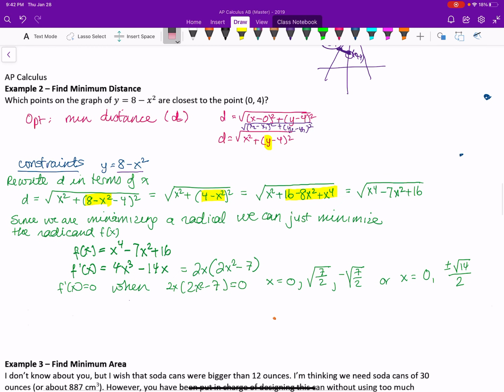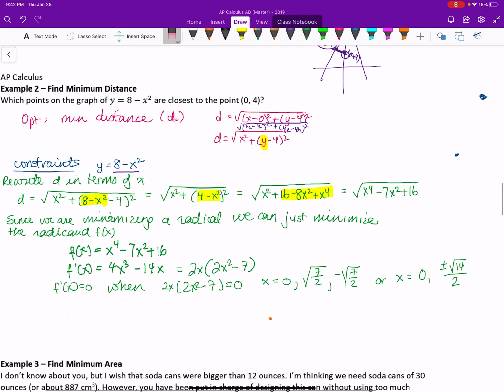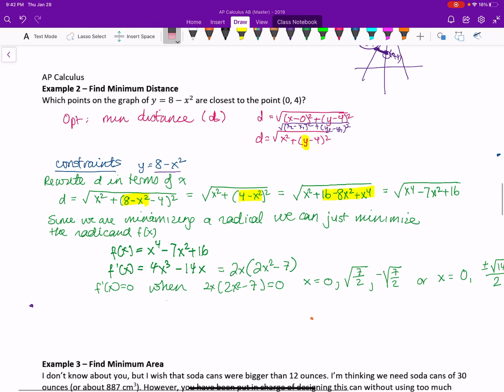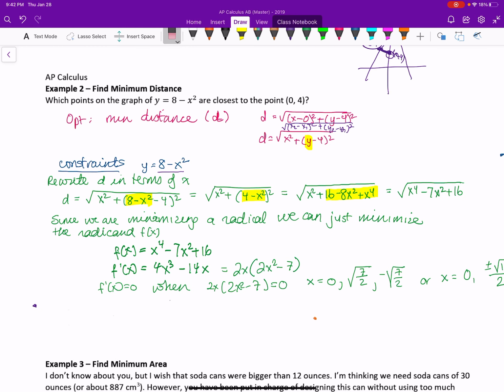So f prime of x is equal to 0 when 2x times the quantity 2x squared minus 7 is equal to 0. So that happens in 3 places. I just solved for x for each one of those factors. Now, you could leave it as 0 and then plus or minus the square root of 7 halves, but you tend not to do that. I rationalized as well. This just kind of depends. It looks a little neater that way, not to have a fraction inside a radical.